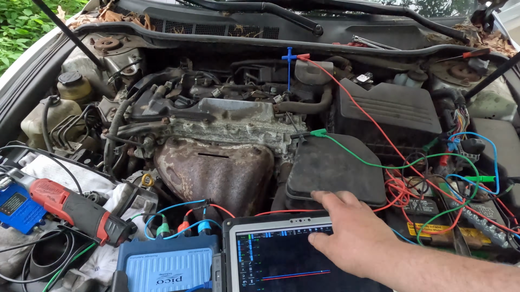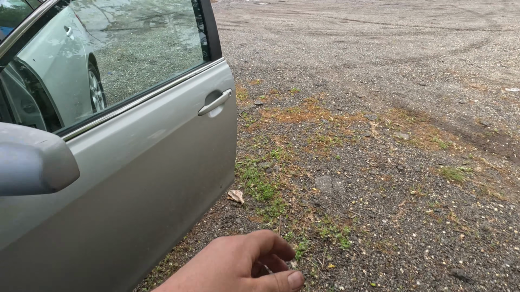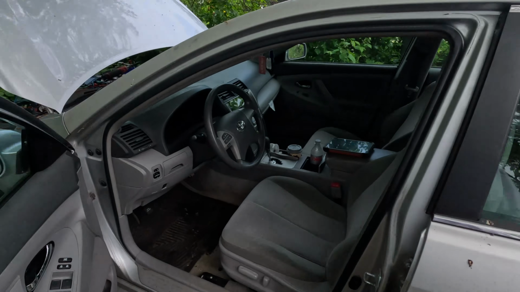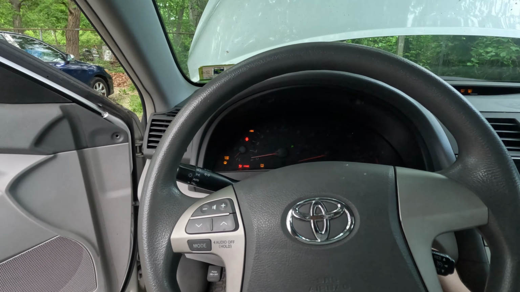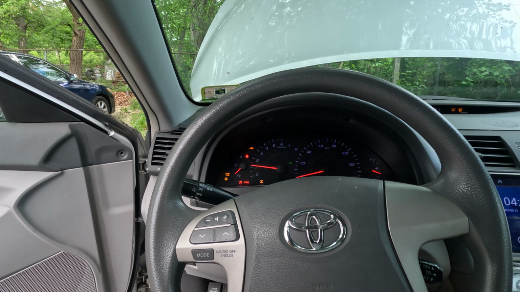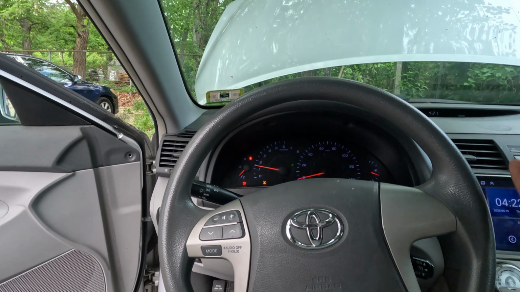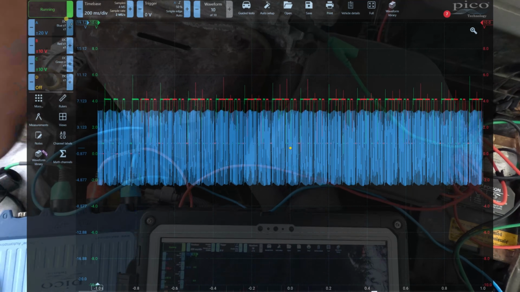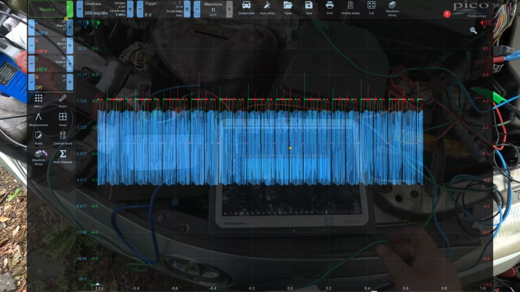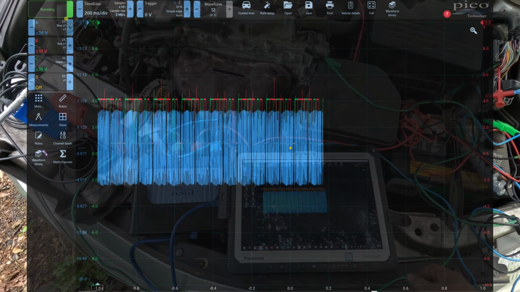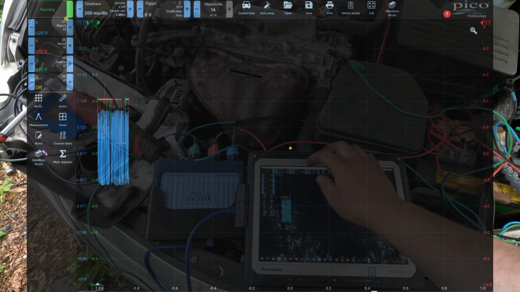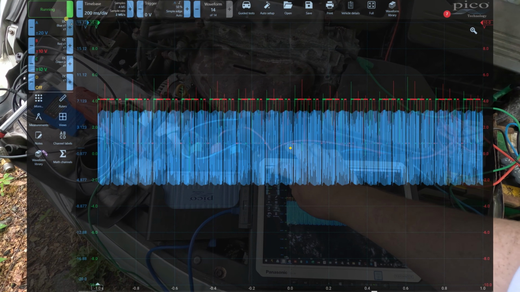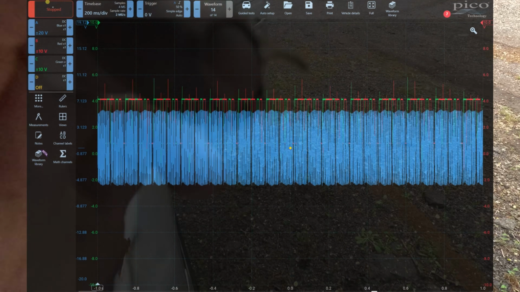Okay, let's go. Let's start this thing. Let's see if it runs. All right, now it runs. It's obviously not perfect, but it's running. All right, so now I got my cam and crank. Let's let it run a little bit. All right, stop it. I'm gonna shut the car off.